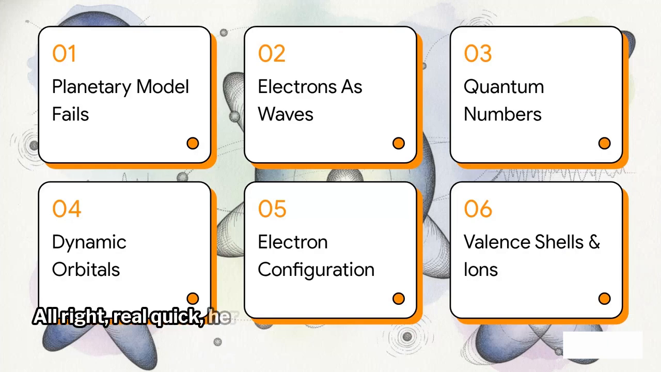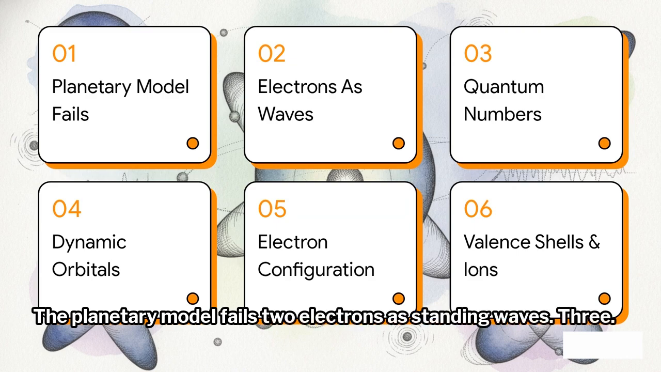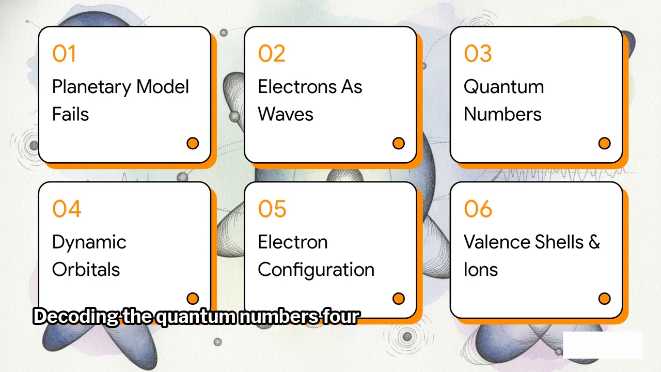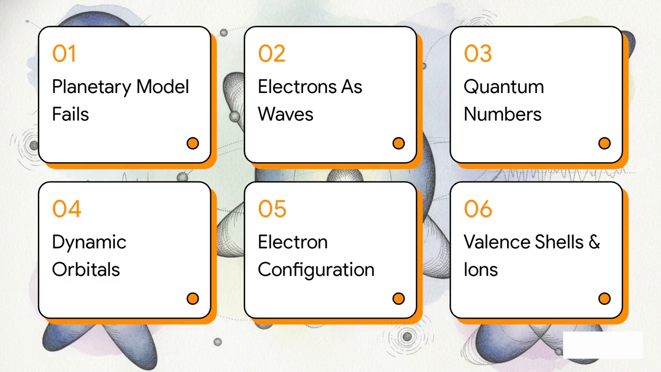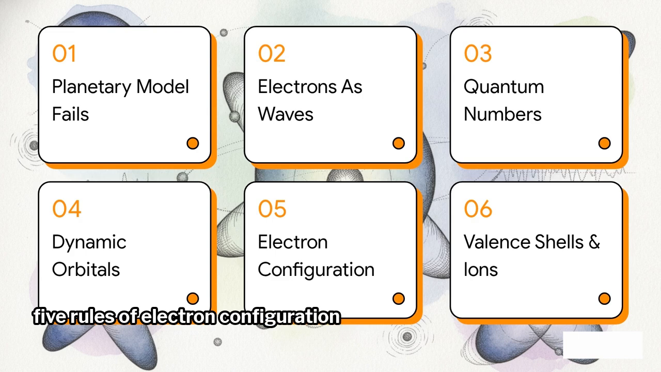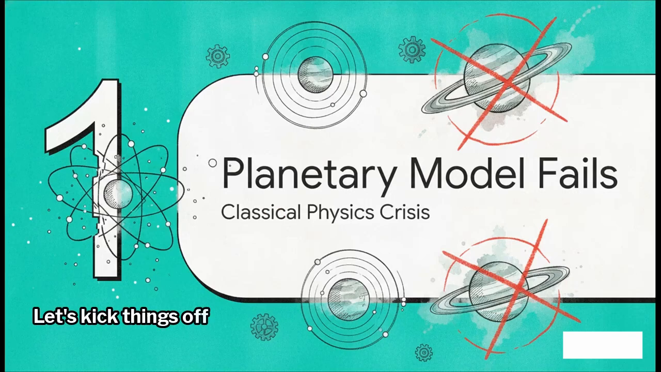All right, real quick, here is our roadmap for today. 1. The planetary model fails. 2. Electrons as standing waves. 3. Decoding the quantum numbers. 4. Dynamic orbitals and probability. 5. Rules of electron configuration. And 6. Valence shells and ions. Let's kick things off with Section 1.